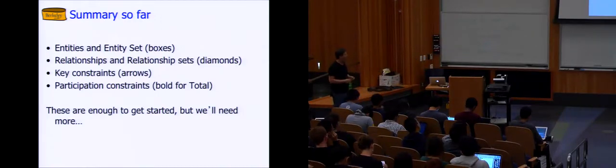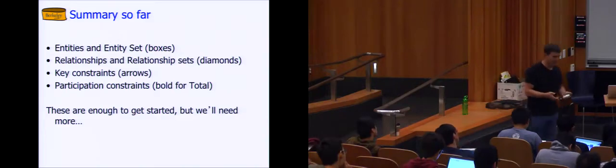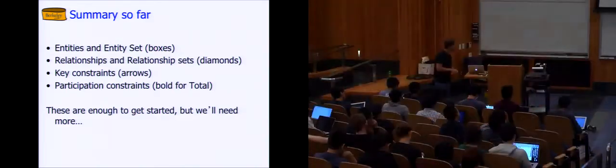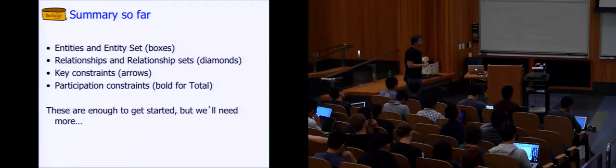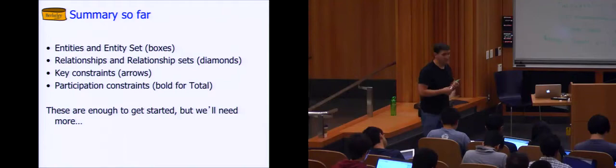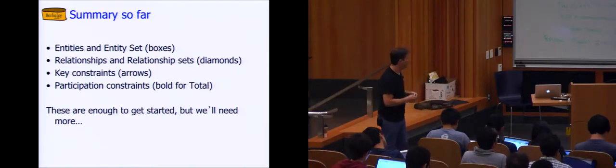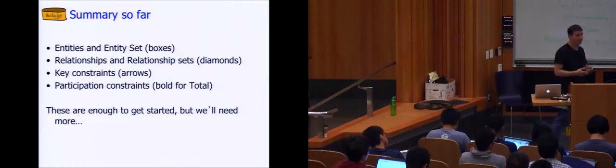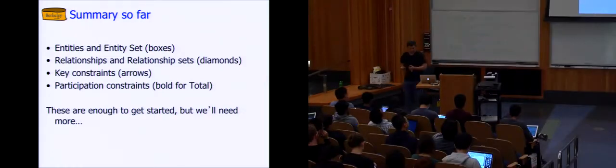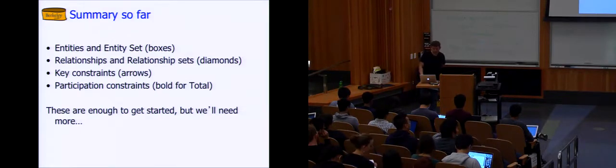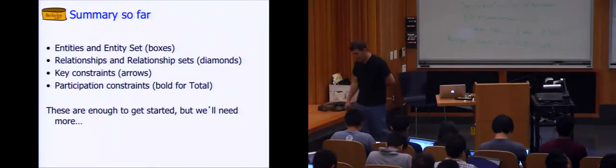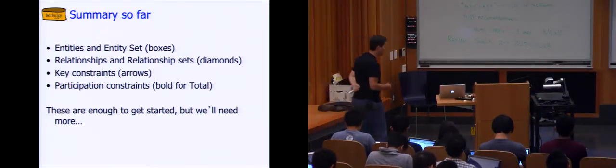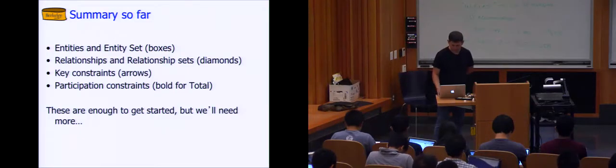So the summary so far, just to make sure you got it: entities collected in entity sets, we draw as rectangles. Relationships and relationship sets, we draw as diamonds. Key constraints, which means at most 1, we draw as arrows. Participation constraints, at least 1, we draw as bold. And that's enough to get started. That's usually a pretty useful thing to write down when you're modeling something in the real world. We'll show you how to translate this into SQL integrity constraints in a little bit. But this isn't necessarily everything we want to capture, and the ER model has more richness to it. So let's keep going forward with this stuff.